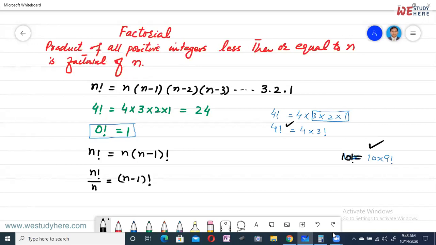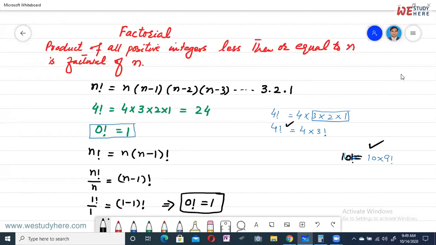Now in place of n, we can substitute 1 on both sides. On both sides we do the same process: 1 factorial divided by 1 is equal to 1 minus 1 factorial. Here 1 minus 1 is 0, so 0 factorial on one side, and on the other side 1 factorial, 1 divided by 1, is 1. It means 0 factorial is 1. I hope you all understood.